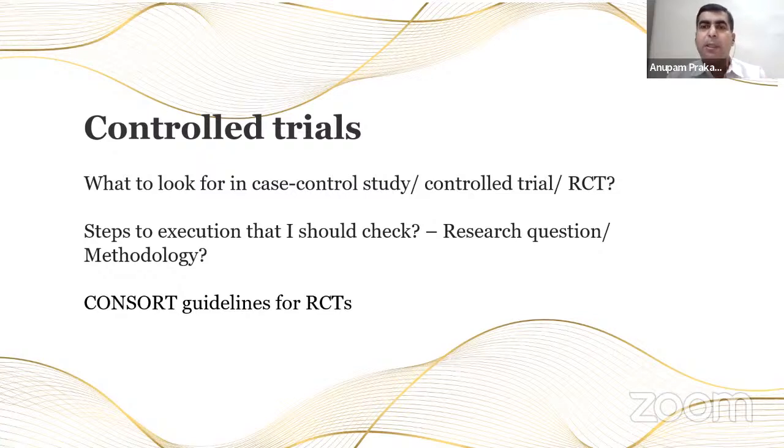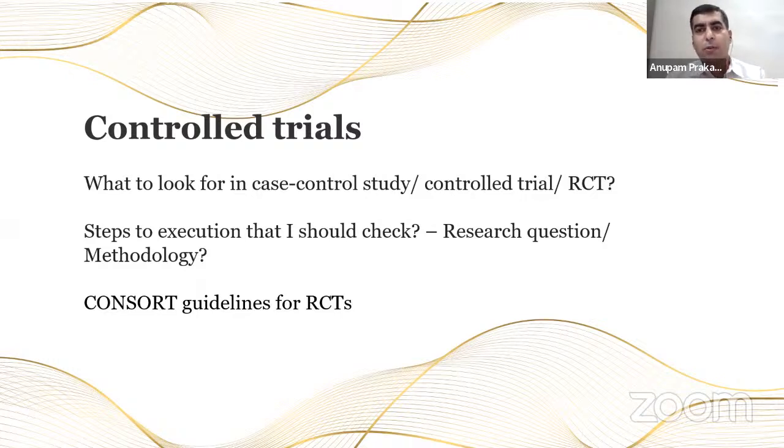In summary, the flowchart will tell you how many patients were screened, how many were randomized, how many refused to participate, how many were dropouts, and in the end, how many actually completed the trial. So if you had two arms, you will have two arms with equal or maybe slightly different numbers, depending upon the mode of randomization, and all those things will be there in the flowchart.